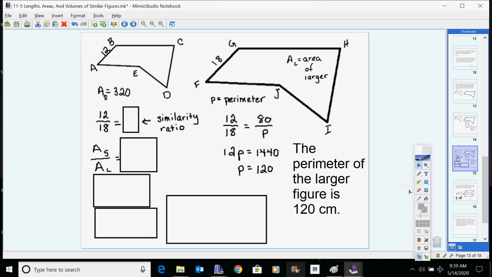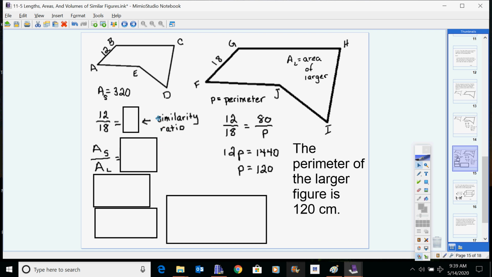Now, area is a little bit more difficult because we have to deal with squares. So I've brought this over from our word problem that said that the area was 320 square centimeters for this figure. And I want to find the area of the larger one. I just have a subscript of L here. So we can think about the area of the smaller one compared to the area of the larger one as a ratio. Okay, so here we have area of the smaller compared to the area of the larger.